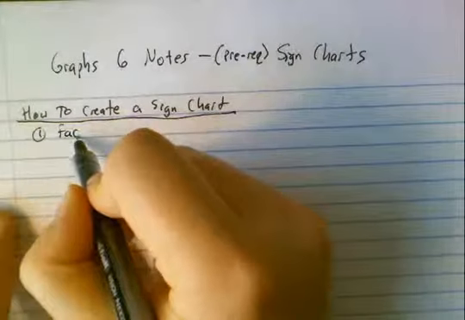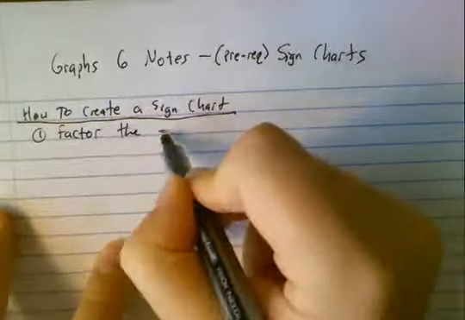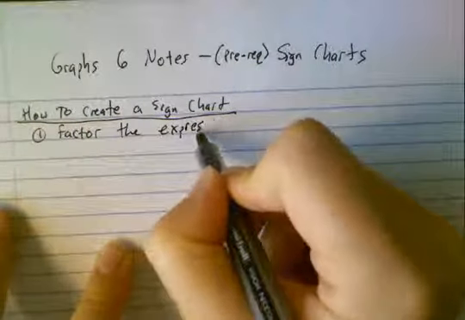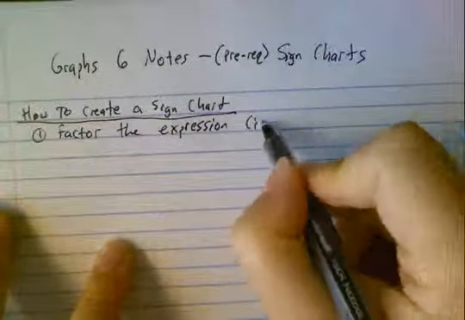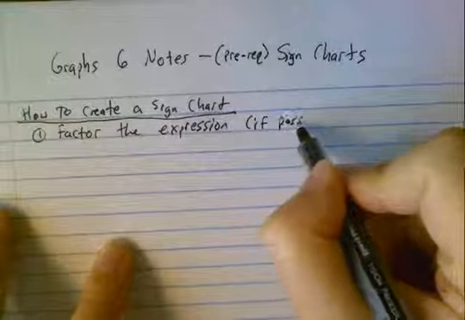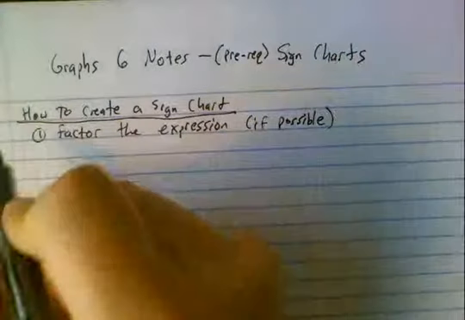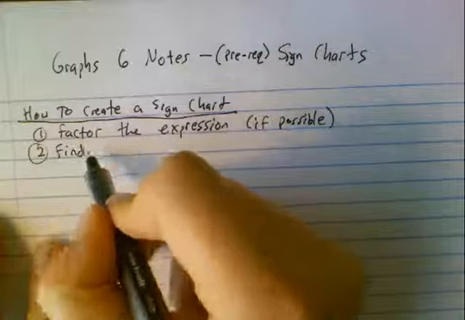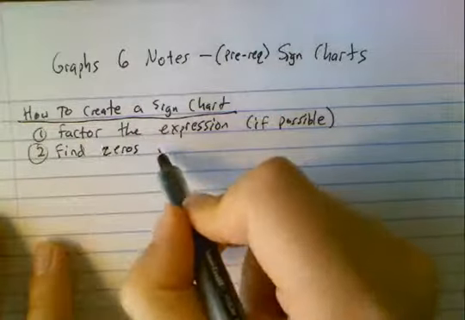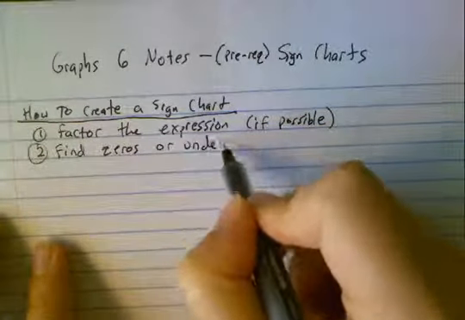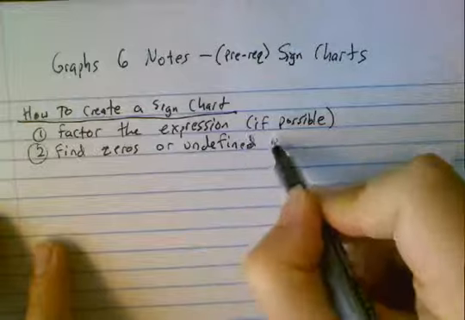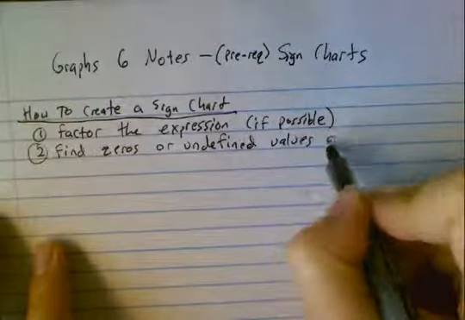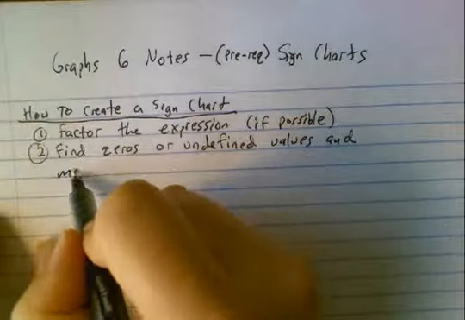First, factor the expression, if possible. Sometimes it's not, and sometimes it's not needed because it's already factored. Find zeros or undefined values, and mark them on the sign chart.